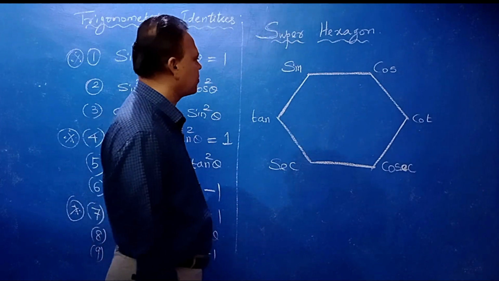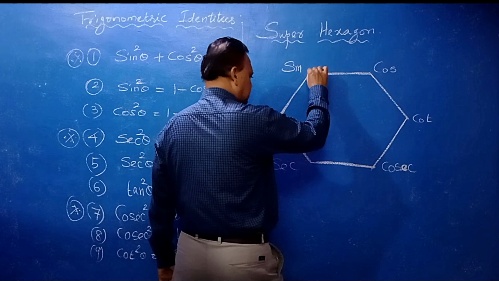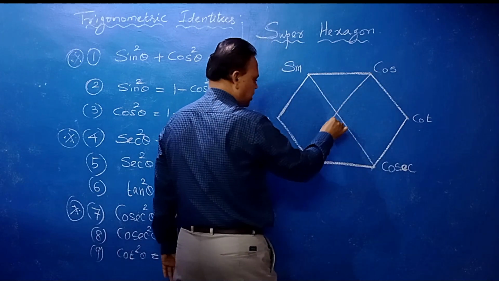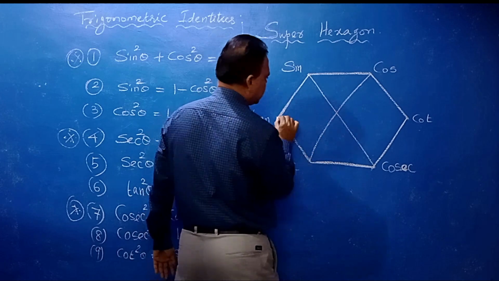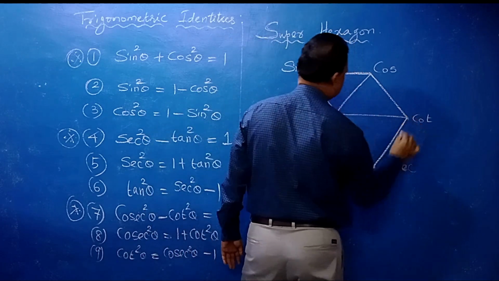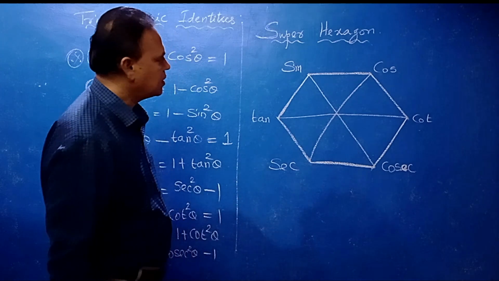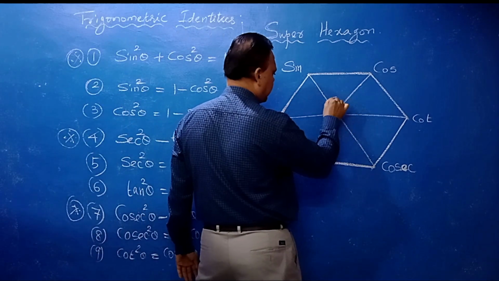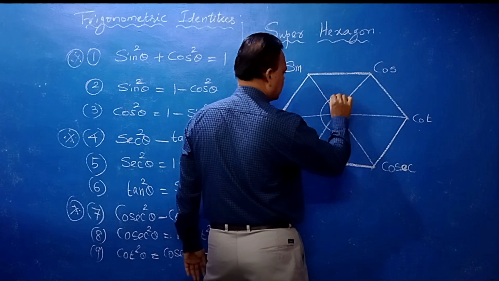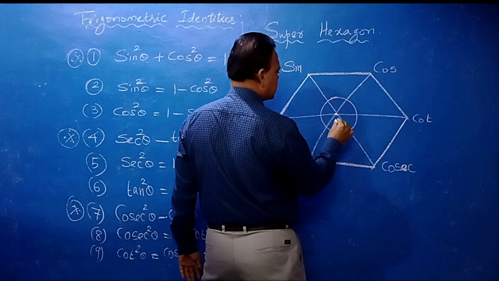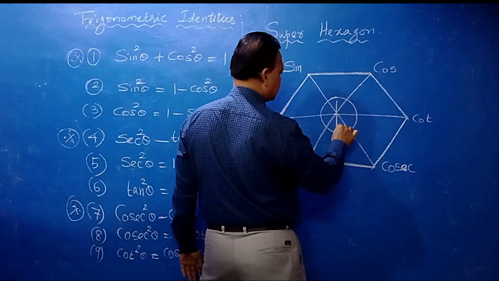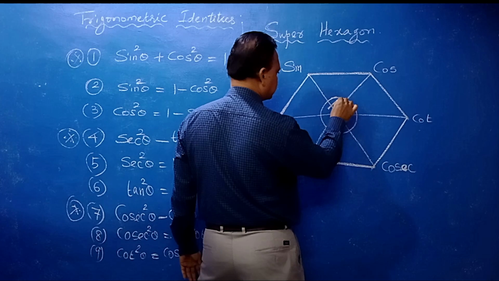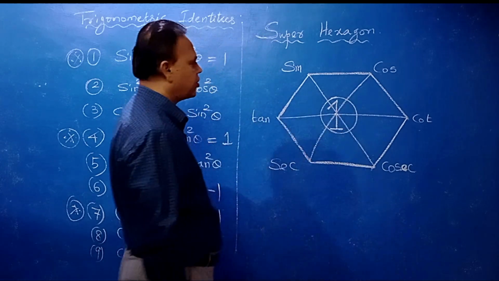Understand? Now you join the diagonals, all the diagonals, cross. In the center you put what? 1. Center you put 1.